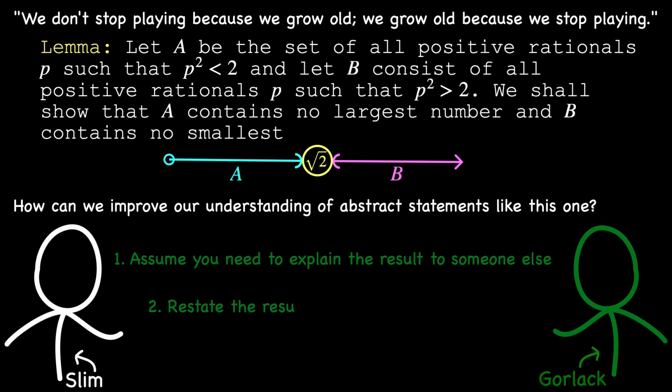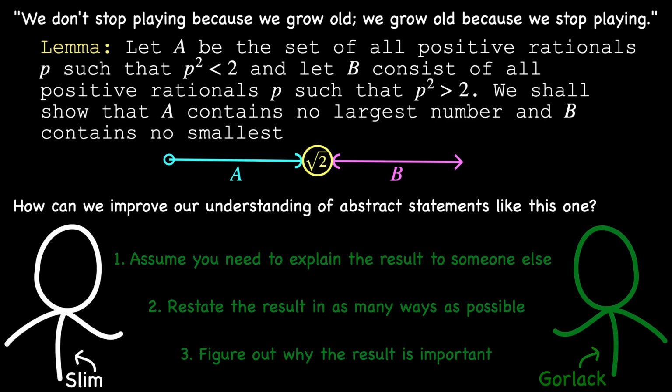Second, think outside the box. Can you restate the result in multiple ways? Third, why should we care? Is this some random mathematical quirk, or is there a deeper reason why these gaps wreak havoc on calculus?